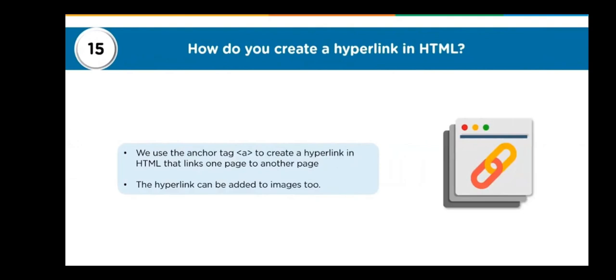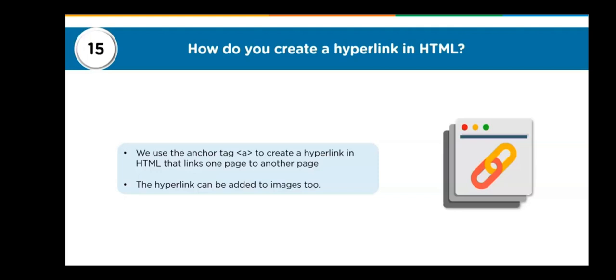Moving ahead, we have the 15th question. How do you create a hyperlink in HTML? The answer is, we can use the anchor tag. Again here the same thing. We can use the anchor tag to create a hyperlink within the HTML that links to another web page. The hyperlink can be added to images too.